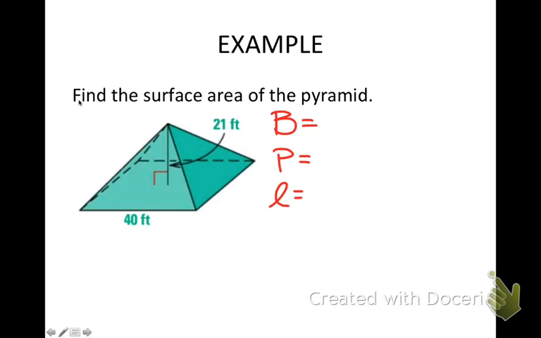40 plus 40 plus 40 plus 40 is the perimeter. Area is 40 times 40, so 1,600. 40 times 4 is 160.